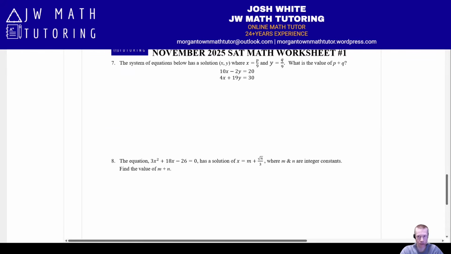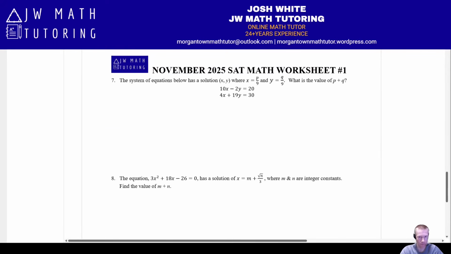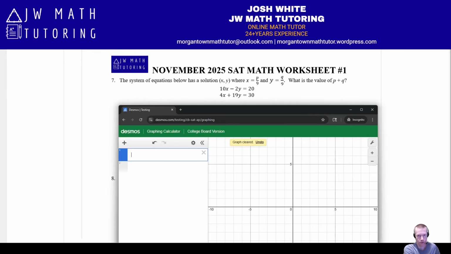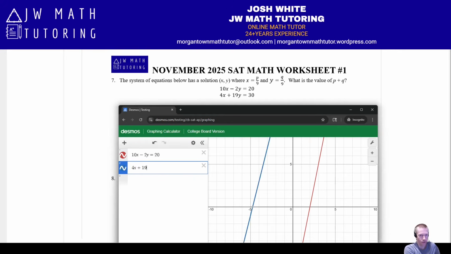All right, let's look at question number 7. Okay, so for this problem, you have a system of equations, but basically they're telling you that the solution point is really the x-coordinate is some number divided by 9 and the y-coordinate is some other number divided by 9. They want to know what the values of those two numbers are. So all we have to do is go to Desmos, and we can just graph this. Now I will show you how to solve this by using regression just after this.